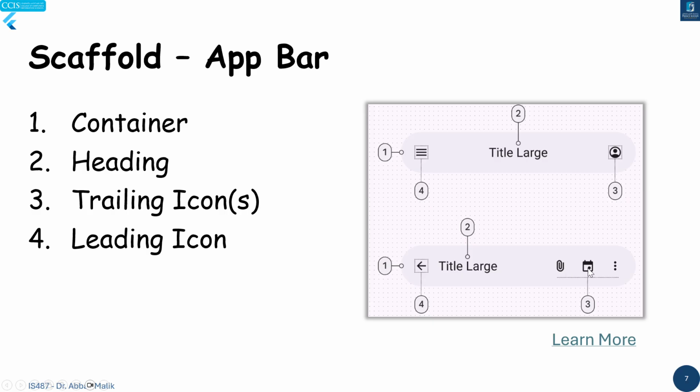So for example, you want to display two actions, and then you click on this one, and then it will open a drop-down menu. And then in that drop-down menu, you have more actions. And then we can also have a leading icon. Leading icon is something which, if you click on that, it will bring out the drawer.